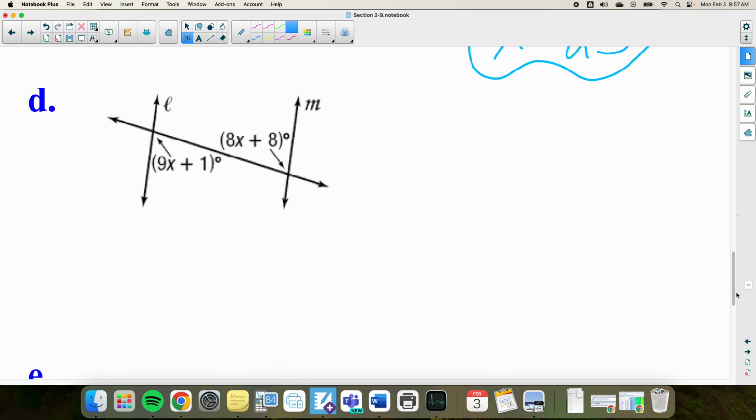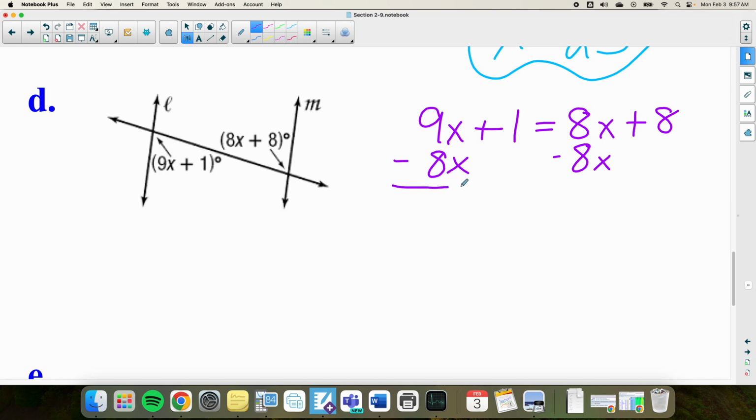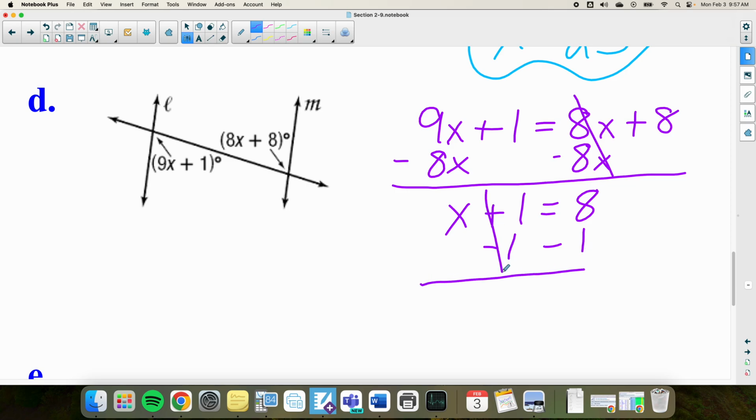What do you think about D? What kind are they? Alternate interior. So what would we do with them? Set them equal. So we'd go 9x plus 1 equals 8x plus 8. Then I just go ahead and solve that. So I subtract 8x. 9x minus 8x is x, plus 1 equals 8. Then I subtract 1 and x is 7.